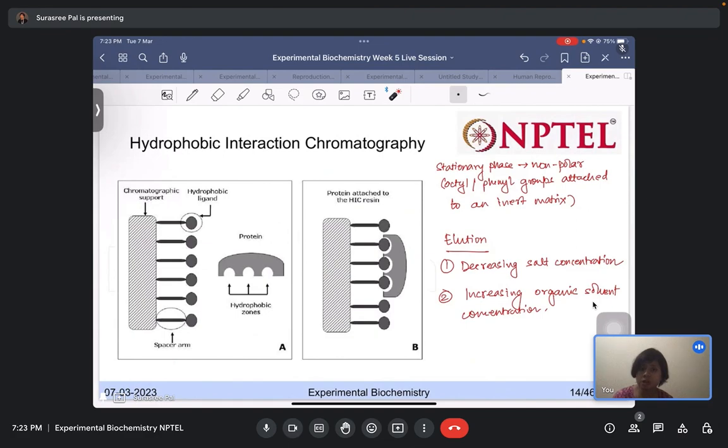And how do we elute out the protein? For elution we use decreasing salt concentration or increasing organic solvent concentration. By increasing the organic solvent concentration, we can elute out our protein of interest from the column.